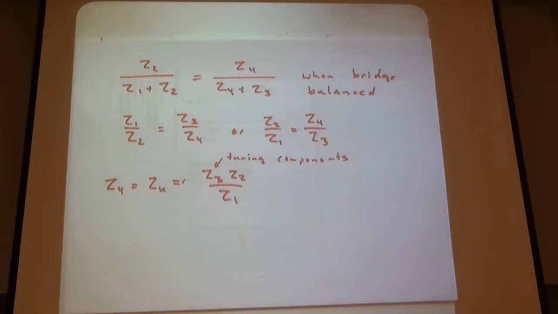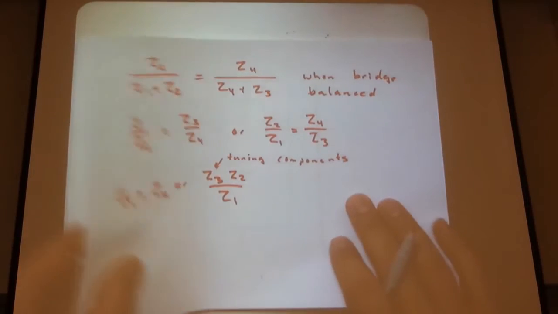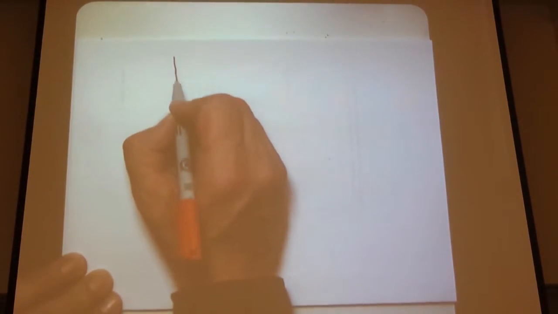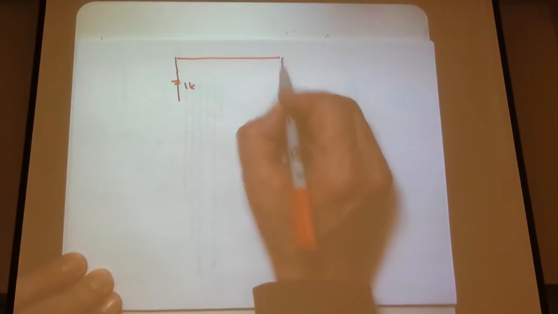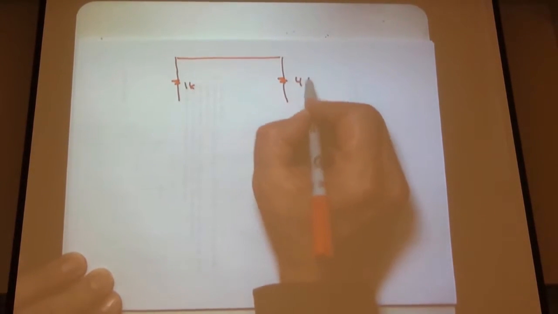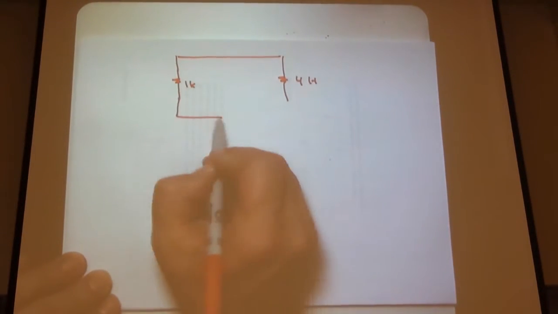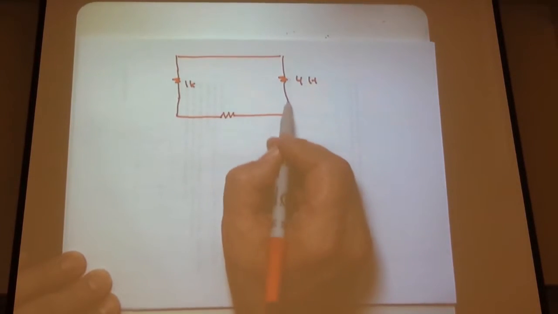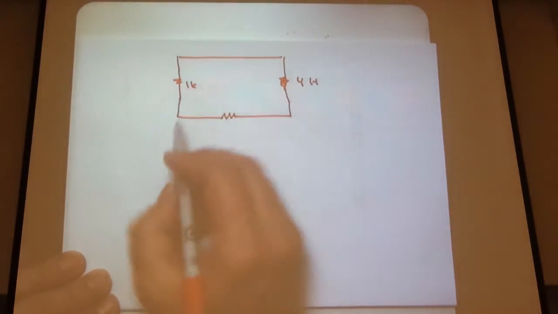On that token, we can do the little problem we have in the homework assignment or in the handout. There's a 1K resistor. And I threw a little bit of a curveball in there, but it doesn't matter. A 4 henry inductor. That's an inductor.